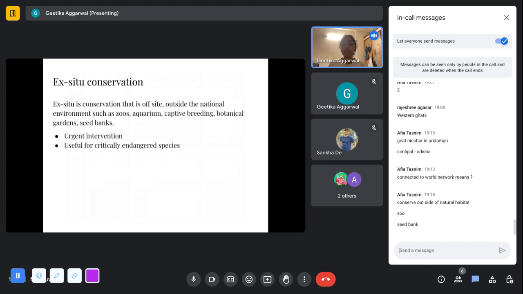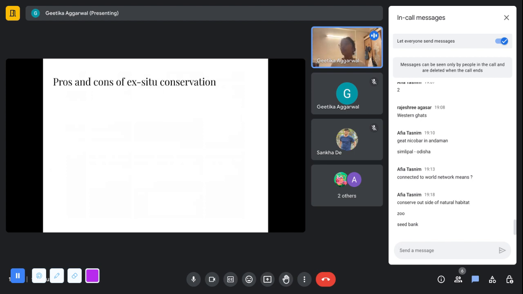And why we carry out ex situ conservation is because we need an urgent intervention, maybe because the species numbers are declining beyond, like they cannot be saved anymore in the in situ conservation and they need to be taken up and taken care of specifically. That is why maybe you need an urgent intervention, and it is useful for some species that are critically endangered, and if you want to increase them in numbers and save them from extinction, say there are just 10 individuals left in the entire world, so you would need ex situ conservation in those cases to bring back their numbers.